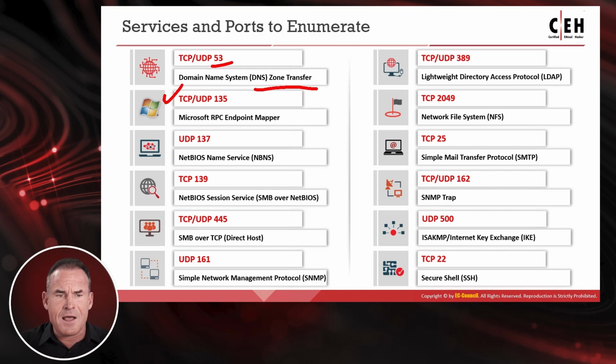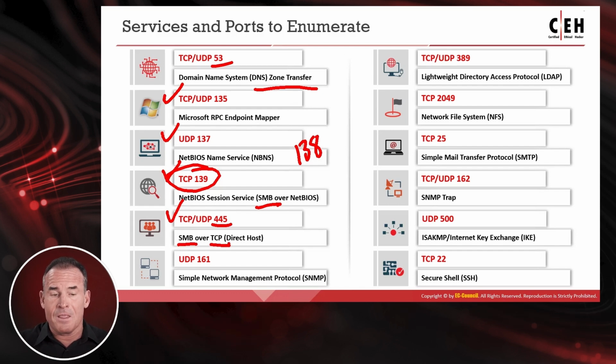TCP, UDP 135, UDP 137, TCP 139. There's also 138 in there for the datagram service. These are all NetBIOS ports, and these scream Microsoft box. However, it may be a Linux Samba server or Samba client, or it may be a network printer servicing NetBIOS printing requests. TCP 139 is server message block protocol over NetBIOS. TCP UDP 445 is SMB over straight TCP.